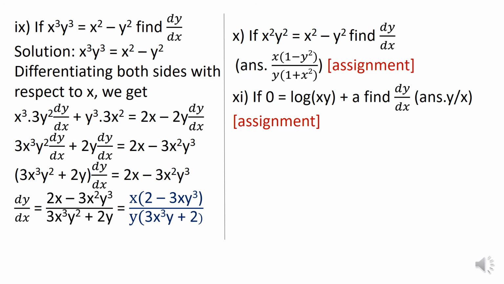With this, we complete all the sums regarding implicit functions. I have tried to include all the sums which are there in your exercise as well as in your miscellaneous exercise. Sincerely do the sums which are given as assignment, because practice is going to make you perfect. In the next lecture, we meet with the next concept. Stay safe and healthy.